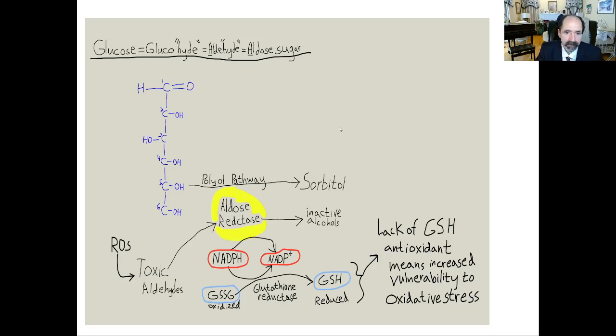Okay, this was just a quick reminder that they've depleted their glutathione from running the polyol pathway for the same reasons.